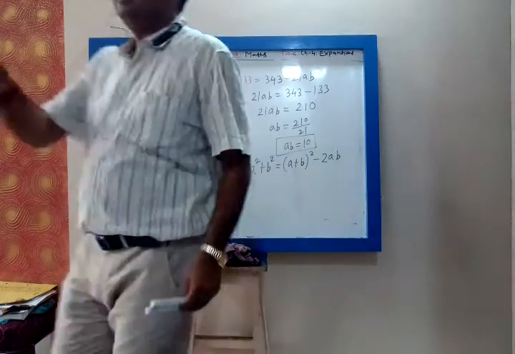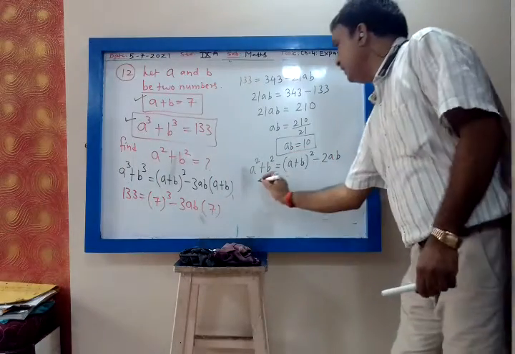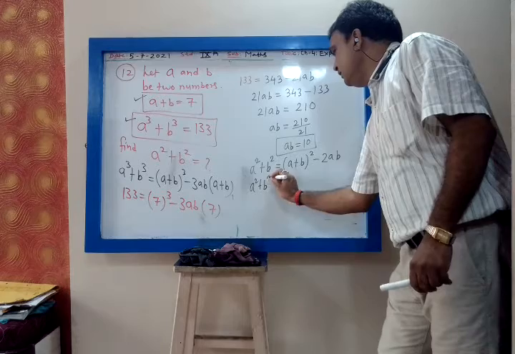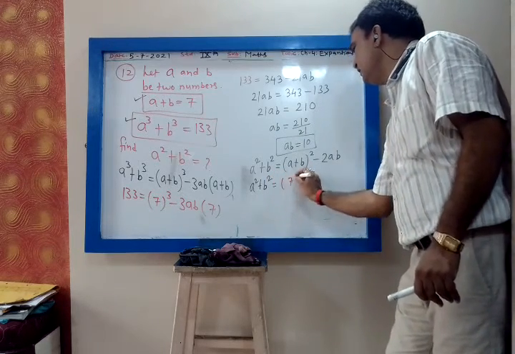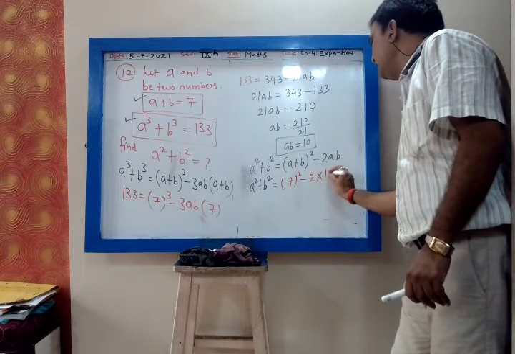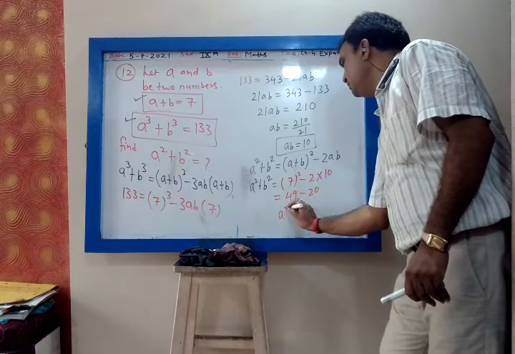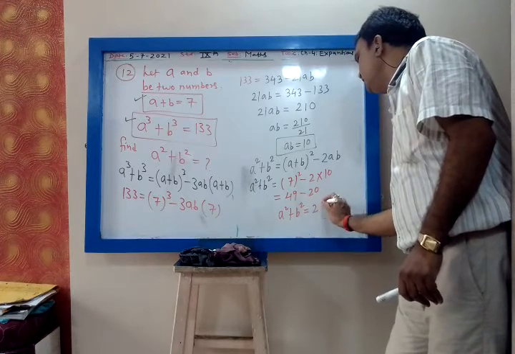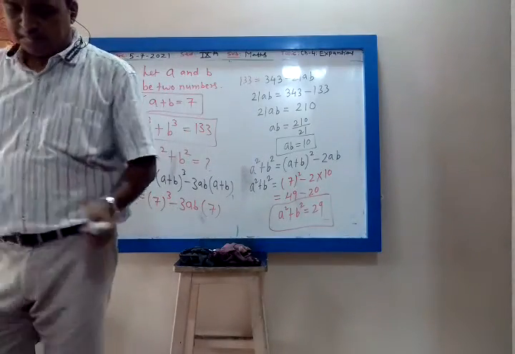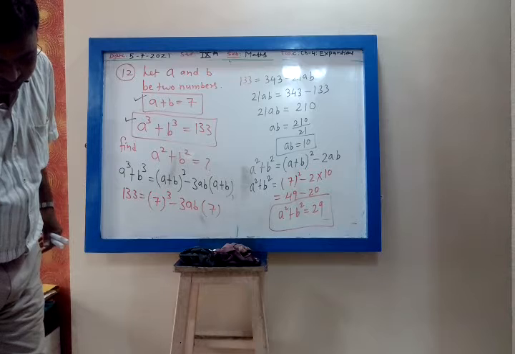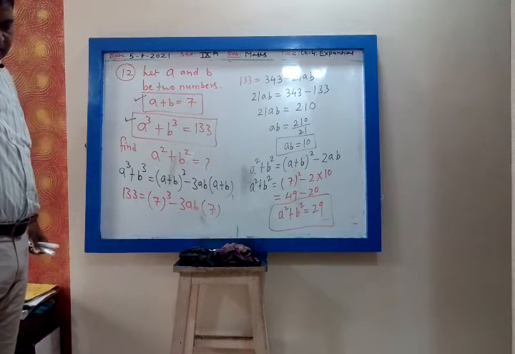Understood? Now how will we solve further? Now a square plus b square we have to find. So a square plus b square, we write (a plus b) whole square minus 2ab. What is given a plus b? A plus b is 7. So 7 square minus 2 into ab. ab is 10. So that is 49 minus 20. So a square plus b square is 29. Then in each of the following, find the value of a.